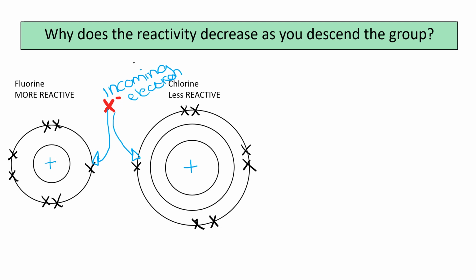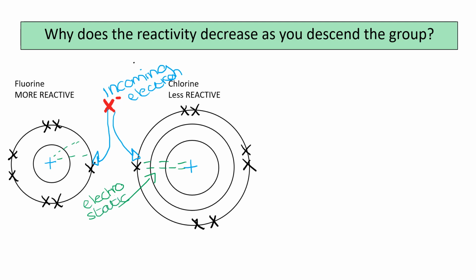The attraction between the incoming electron and the positive nucleus is known as an electrostatic force, which I'm going to label with these lines here. It is important to call this an electrostatic force and not an electromagnetic force, which is often a mistake that many candidates make.